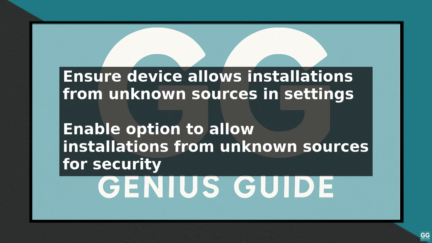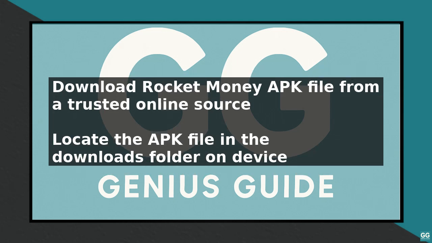Next, download the Rocket Money APK file from a trusted source. You can do this by searching for the Rocket Money APK online and selecting a reputable website to download from. Once the download is complete, navigate to the Downloads folder on your device and locate the Rocket Money APK file. Tap on the APK file to initiate the installation process.